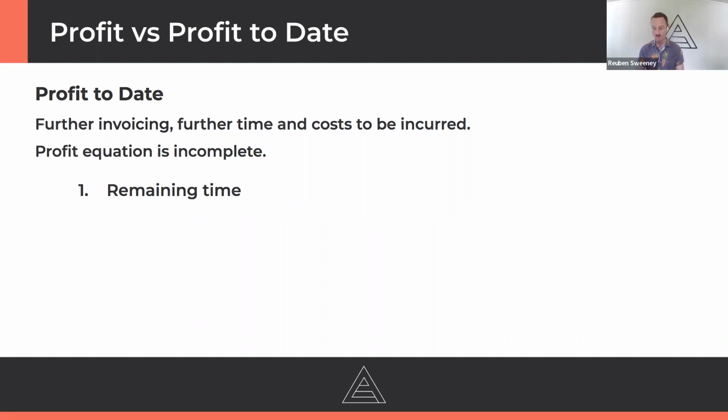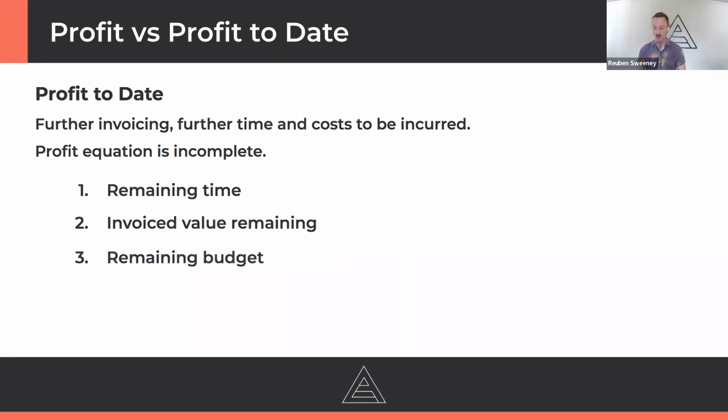One of them is remaining time, so I can make an assessment of how much more work is there to be done. What is the invoice value remaining? So if I'm 6 months into a 12-month engagement, I'm invoicing monthly, I can get an appreciation of how much further invoicing is to be done. We need to know the remaining budget. That's the expected invoice value versus the amount of effort.